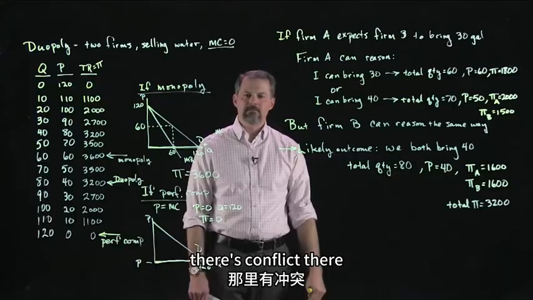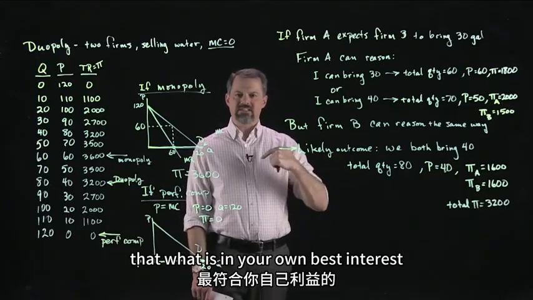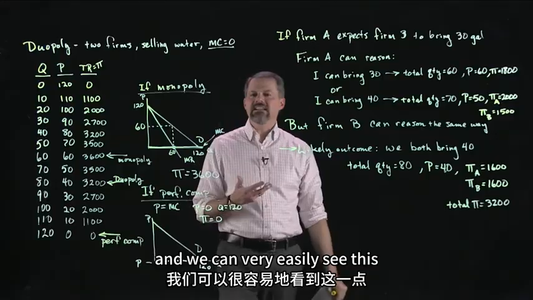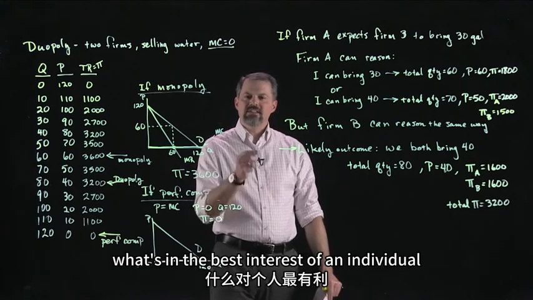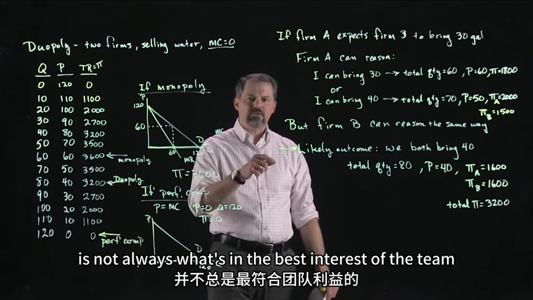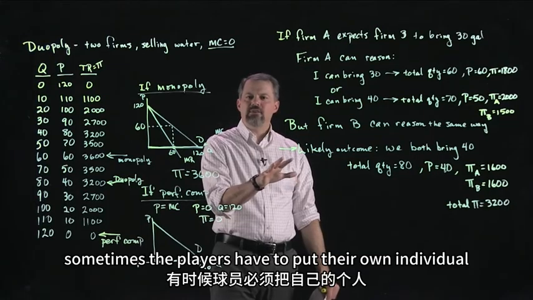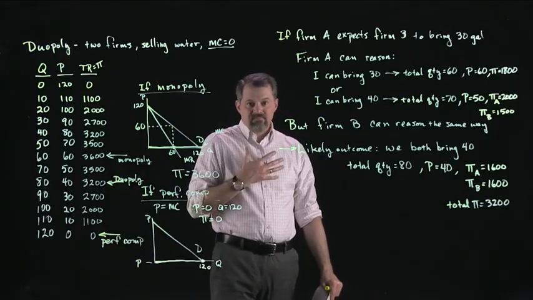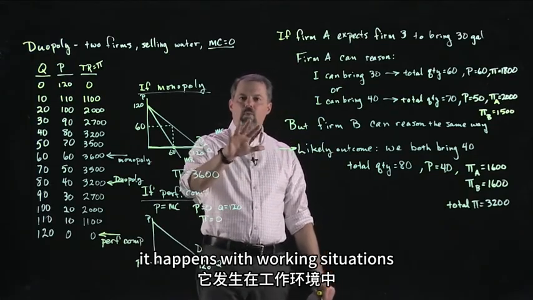There's conflict there. And that's true about a lot of things out there in the real world. It is not the case that what is in your own best interest is also in the best interest of the organization. We can very easily see this in sports contests, or we can see it in firms. What's in the best interest of an individual baseball player is not always what's in the best interest of the team. So sometimes for a team to win, the players have to put their own individual best interest aside. The problem with that is that it can hurt them in the long run, and so they have this conflict. It happens with working situations.